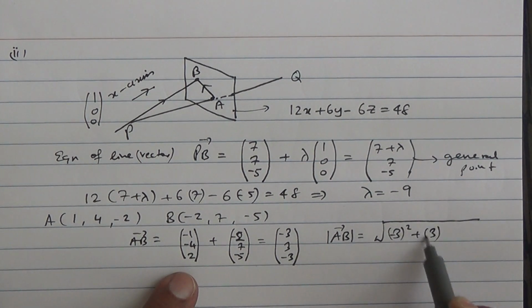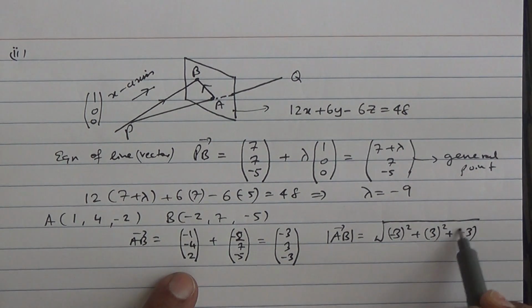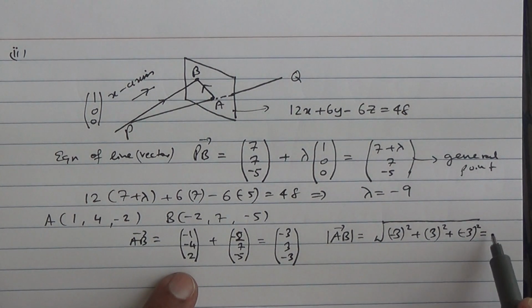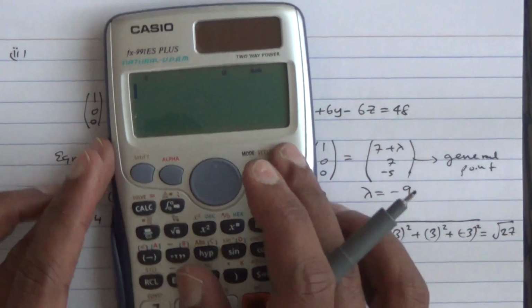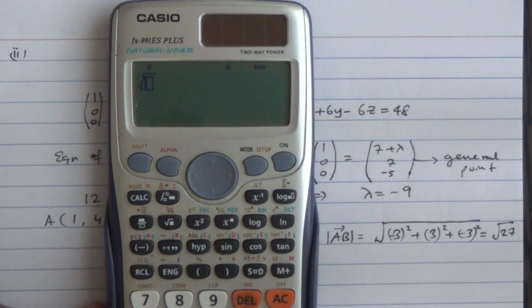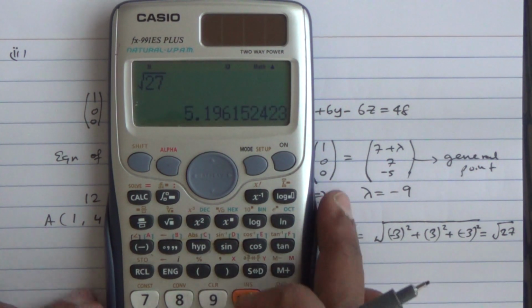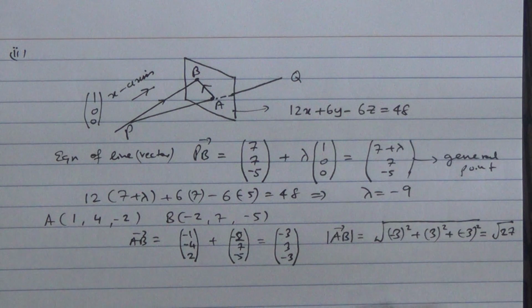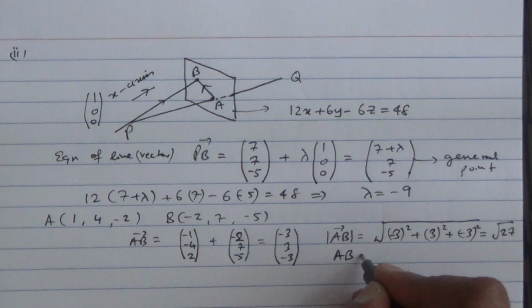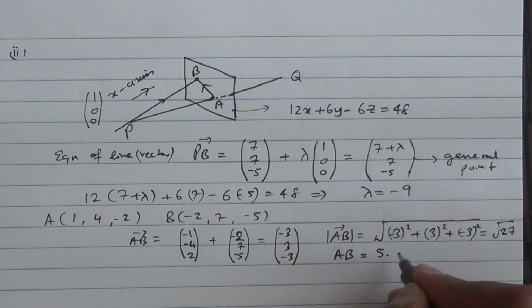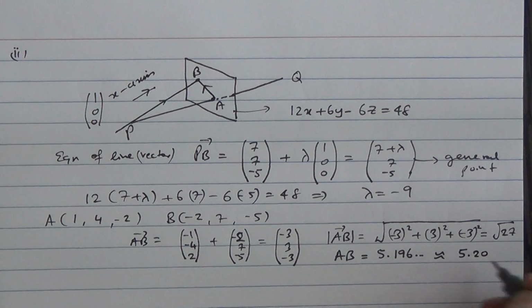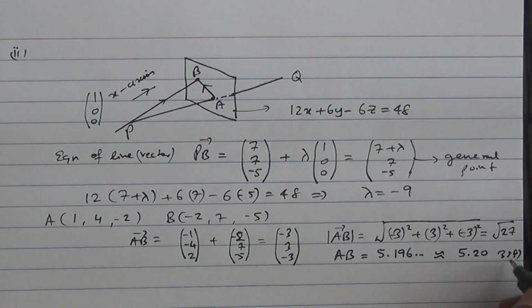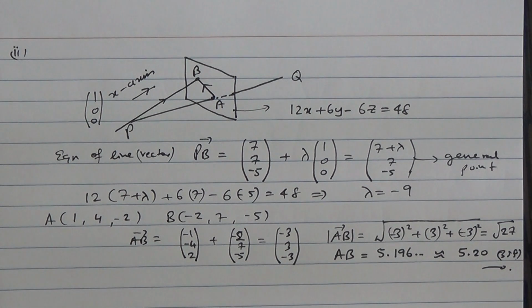Therefore the distance AB, or the magnitude of AB, by using the formula, is the square root of the sum of all these squared. So that's the square root of 9 plus 9 plus 9, which is the square root of 27. The square root of 27 is going to be 5.196. Therefore AB is equal to 5.196 and so on. That means it's approximately 5.20 to 3 significant figures. And here we are for the last part of the question. Take care.